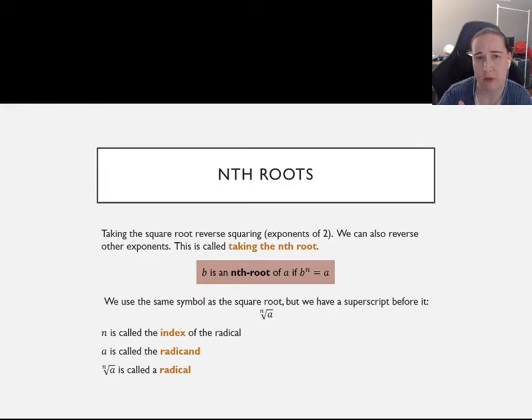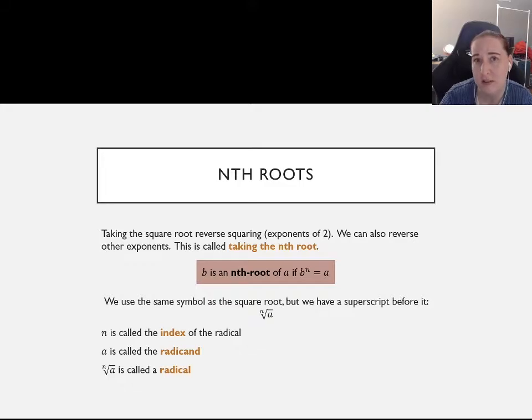So let's just start with the definition of the nth root. You know that square roots are reversing the squaring process, and so that's working with exponents of 2. And we can reverse other exponents, and that's by taking what is called the nth root. So the definition is that b is an nth root of a if b to the n is equal to a. And so the nth root will undo whatever exponent n is.